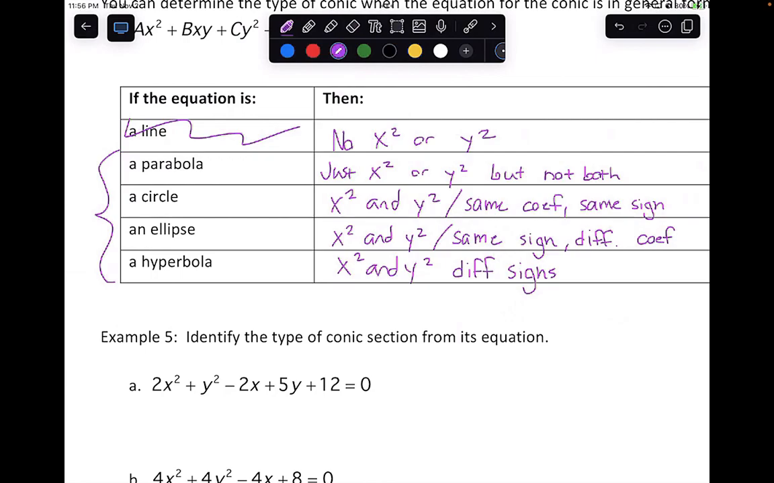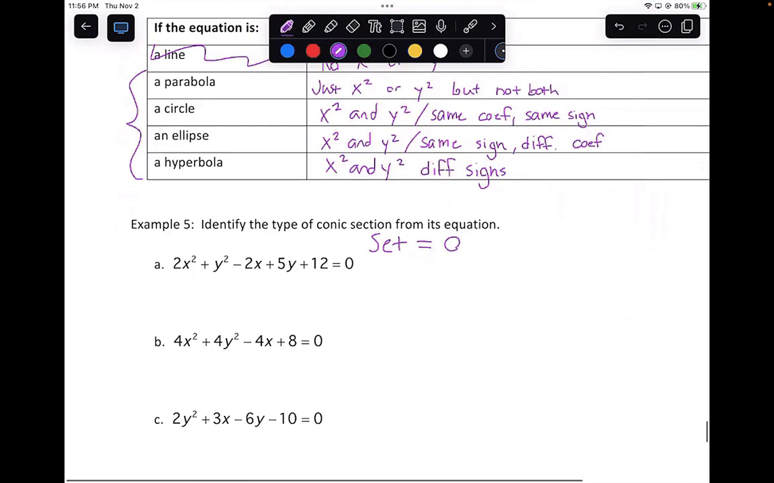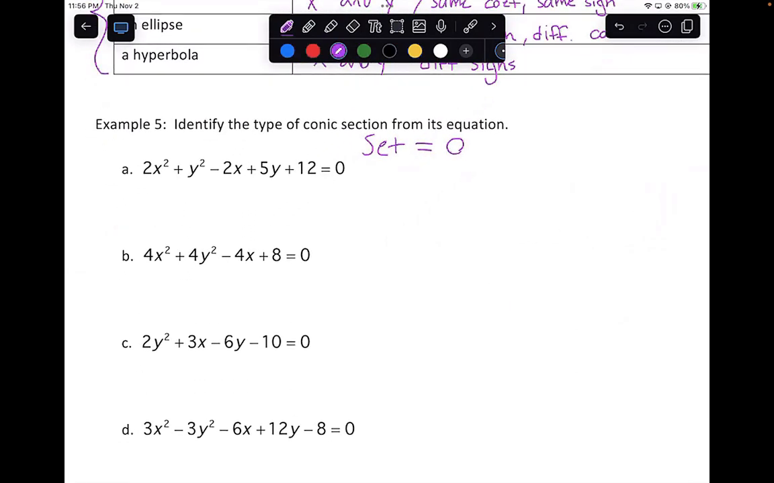So now looking down below, first of all, make sure these are set equal to 0, because on some of the warm-up questions, maybe even test questions, sometimes they'll have things on different sides, so make sure they're equal to 0. All of these are already equal to 0, so we're ready to go. But sometimes they'll throw some curveballs at you there.